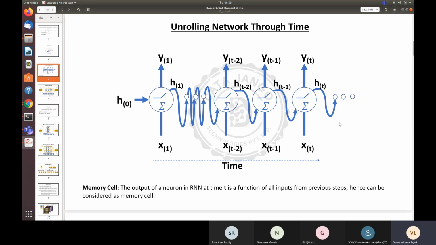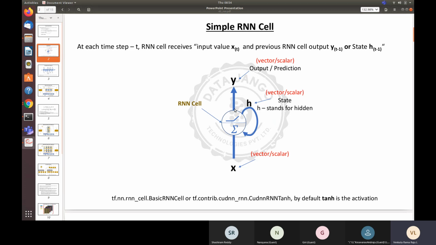January 3rd stock price is dependent on December 23rd to January 2nd time steps. What are time steps? The stock prices of those 10 days will determine the 11th day's time step. So this is called unrolling the network through time. Whatever representation I am showing here is called unrolling the network through time. Generally an RNN network is shown like this.